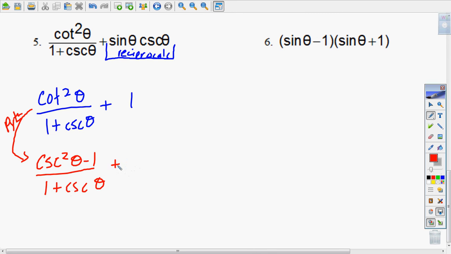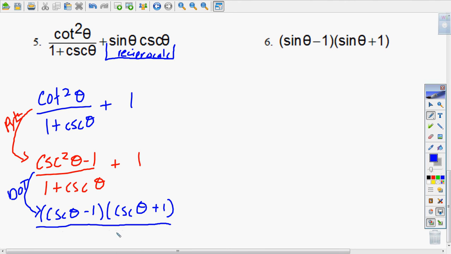So wouldn't that cancel out? Almost, not all of it. Y'all remember how we talked about your very first identity you learned, the difference of two squares? Isn't this the difference of two squares? So this factors as cosecant theta minus 1 times cosecant theta plus 1, all over 1 plus cosecant theta.